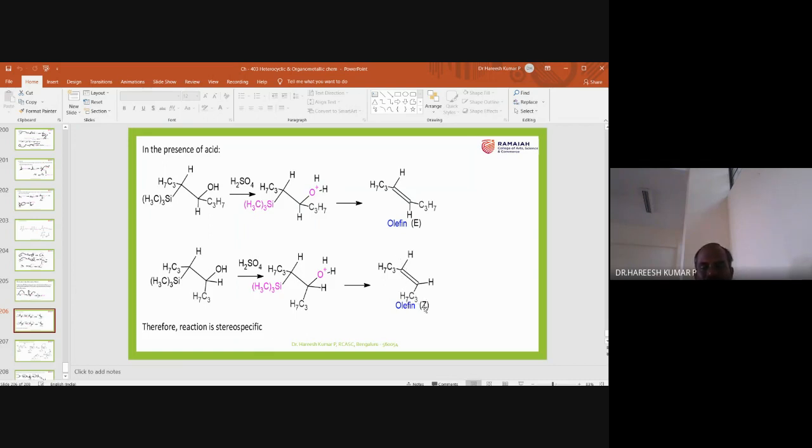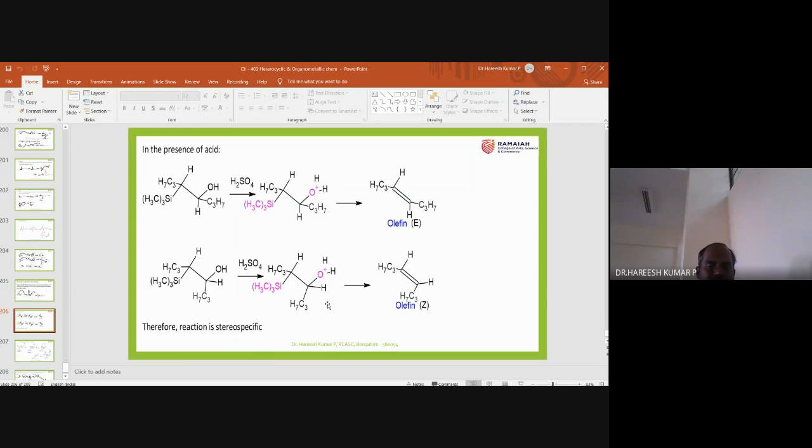So here in the olefin, you can observe that the propyl groups are on the same side. If the bulky groups are on the same side, it's called Z. It's also called cis. So this is about the Peterson olefination.